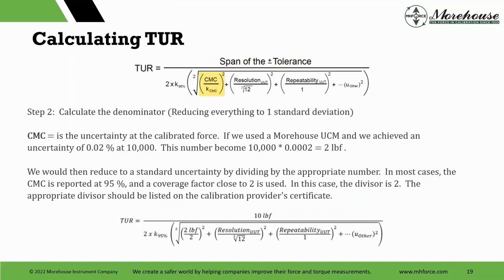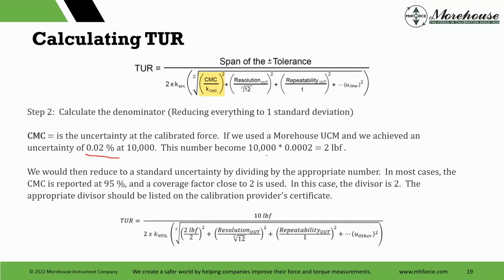Now we get into the more complex part, and that's calculating the denominator, reducing everything to one standard deviation. CMC is the uncertainty at the calibrated force. If we used our UCM, we achieved an uncertainty of 0.02% at 10,000. This is a believable number. We're not at dead weight at 0.0016%. Again, a lot of people are using the secondary standards and whatnot. 0.02% is a very good number. That's how good we are.